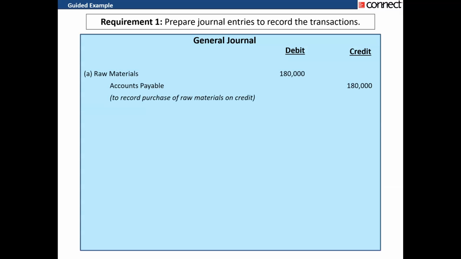Okay, A, to record purchase of raw materials on credit. This was the very first transaction that I talked about. This is raw materials that we are going to need to work on our product. So it's going to go into the account called raw materials because we have not started into production yet. This is just purchasing the materials to get ready to start. You will debit raw materials inventory and credit accounts payable because it said it was on credit.